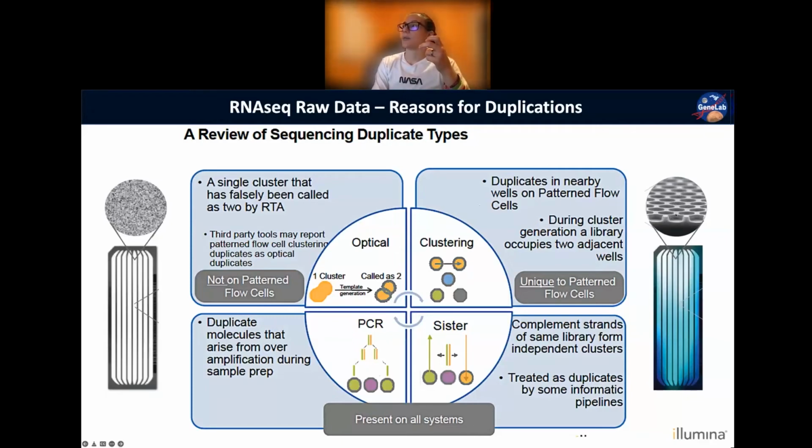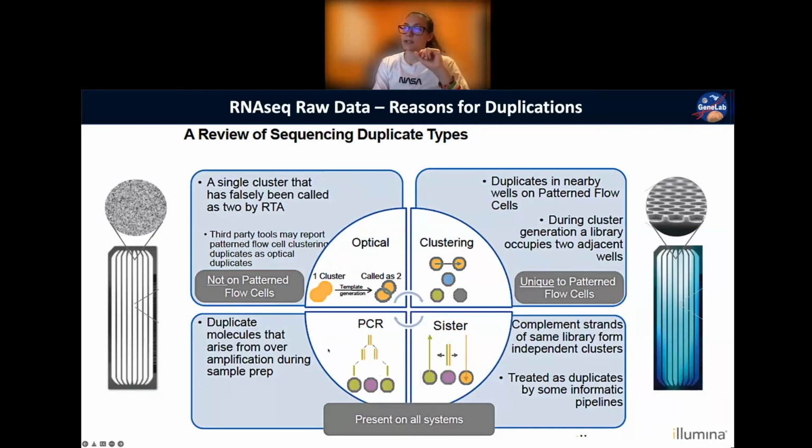However, it can happen where you have one of your libraries being attached onto here that also folds over into another dimple, and then the same library will populate both of those wells. That could happen, and again, that would be a technical duplicate. That one's unique to patterned flow cells. And then we have ones that are present on both unpatterned and patterned.